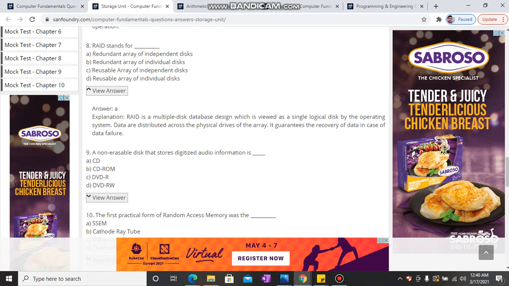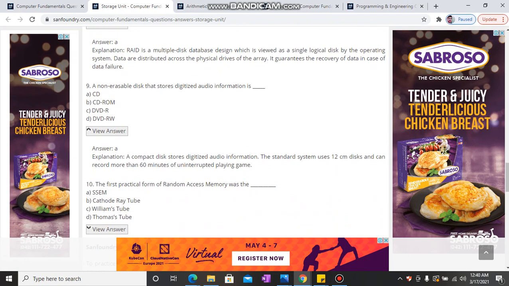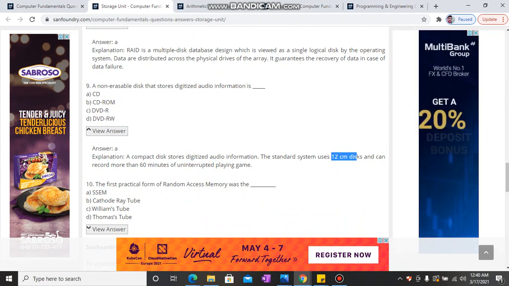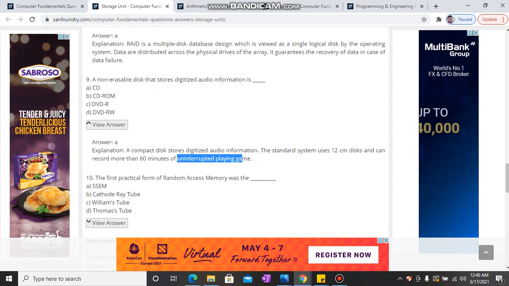The non-erasable disk that stores digitized audio information is known as the CD, right? It is a non-erasable disk that stores digital information. We know that CD, compact disc, stores digital audio information. The standard system uses 12 centimeter discs that can hold 60 minutes of uninterrupted playing time.